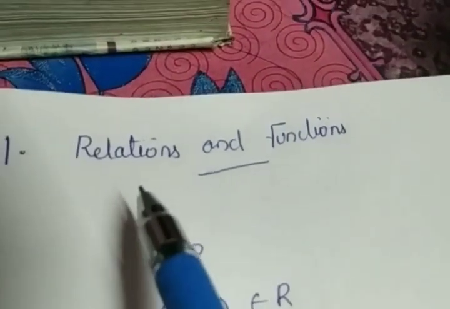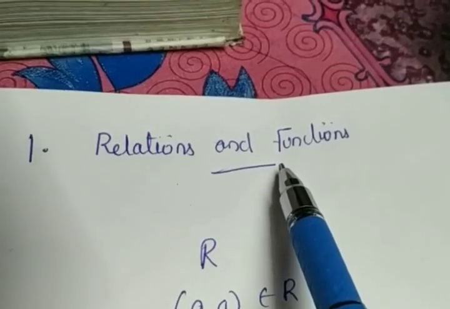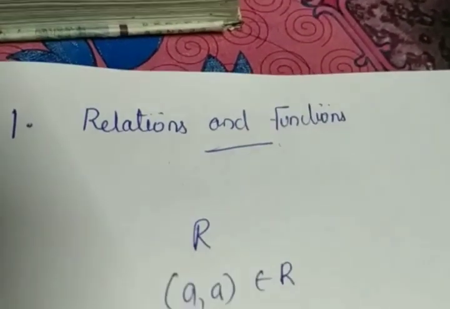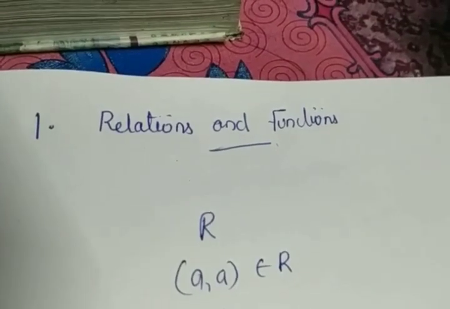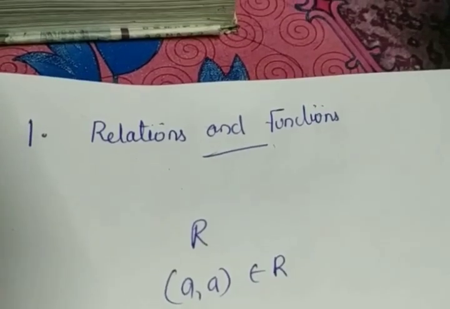So in this video, we are going to summarize the first chapter, relations and functions. In that chapter, we have dealt with the types of relation. We dealt with empty relation. What do you mean by empty relation? A relation is called an empty relation if no element of a set is related to any element of the set.